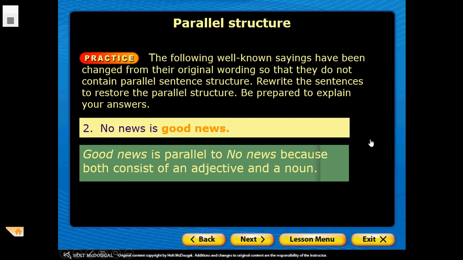No, you can't delete it. I can delete it. You can delete it, yes. So good news is parallel to no news because both consist of an adjective and a noun. Yeah, that's absolutely right.